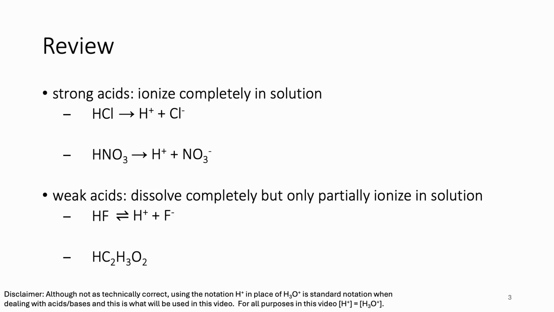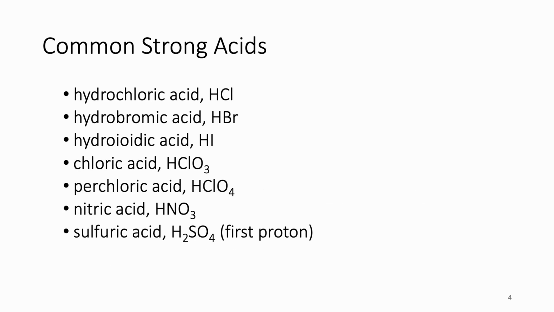You can also have weak acids that contain polyatomic ions. Here we have acetic acid, also ionizing partially in solution to give you hydrogen ions and acetate ions. When we consider which acids are strong acids, there are relatively few strong acids. Depending on the reference text you use, you're looking at about 7 common strong acids. We're going to focus on weak acids for the rest of this tutorial.